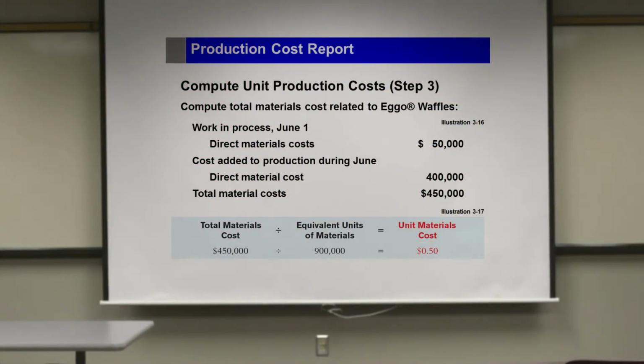Let's assume that direct material cost was 550,000 from the beginning inventory. Cost added during the period was 400,000. 450,000 is the total cost that we need to account for. We computed in step 2 that the number of equivalent units of raw materials was 900,000. So 450,000 divided by the number of units, which is 900,000, gives you a unit cost of 50 cents. Keep that number in mind, which will come in handy when we allocate the cost finally to the finished goods and ending inventory.